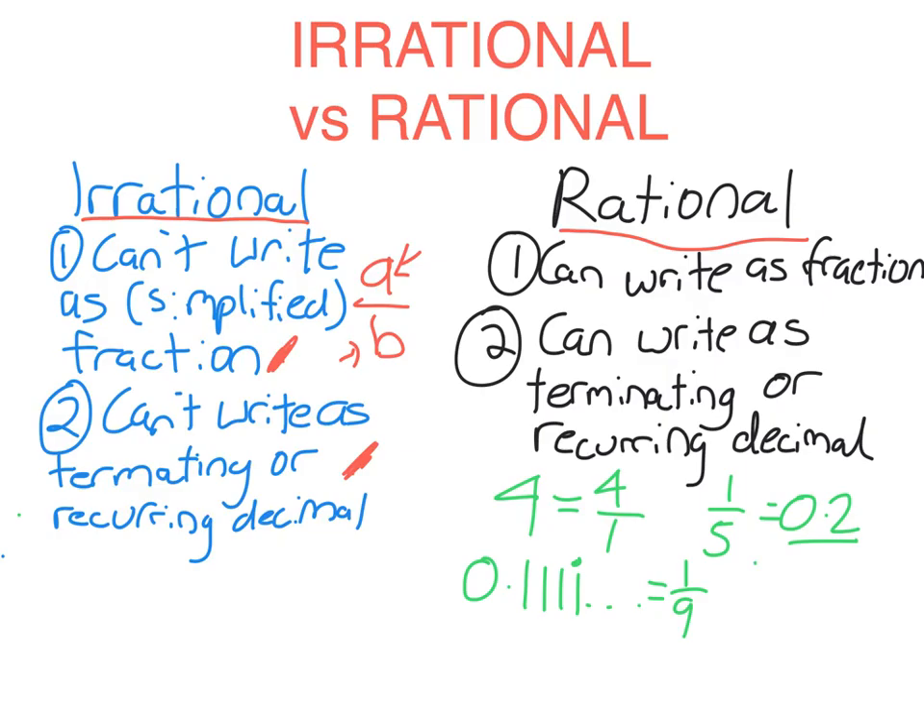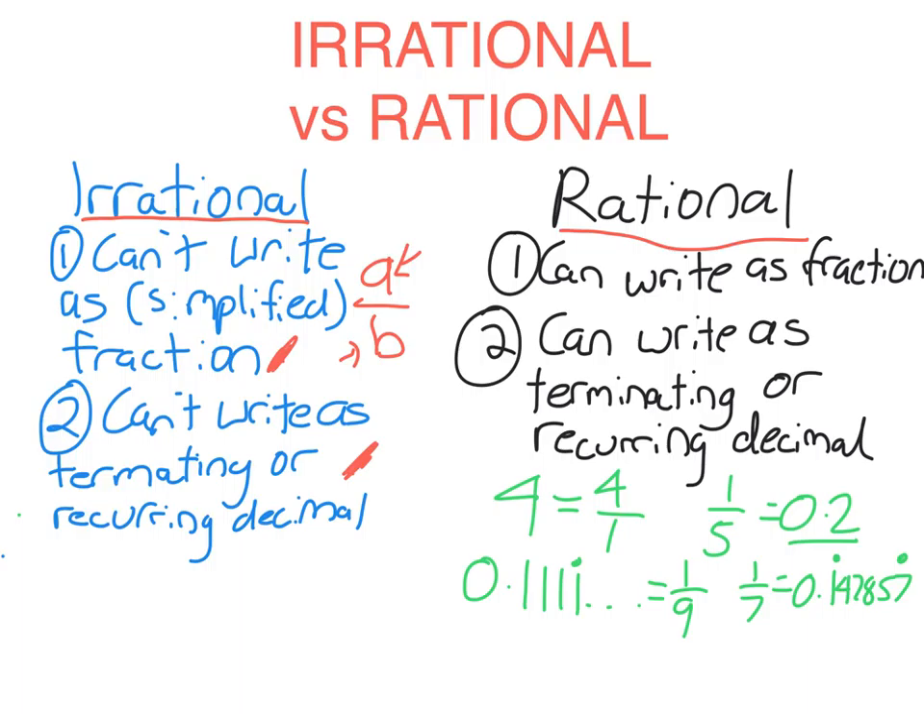1 over 7, for example, we know that's rational. That is 0.142857. So there's a lot of numbers after the decimal point, and it doesn't stop, but it repeats the pattern. It's 0.142857, 142857. So I can write this as a recurring decimal. So that's why they're all rational.